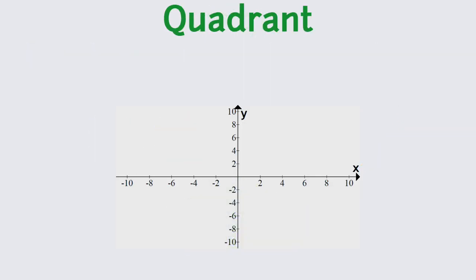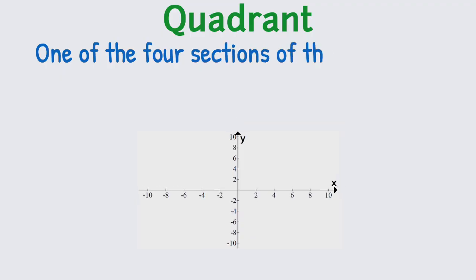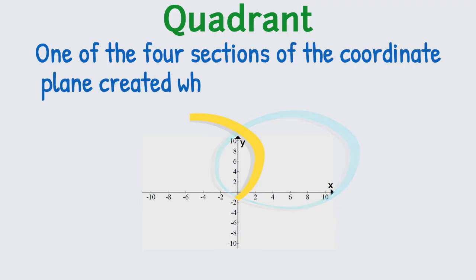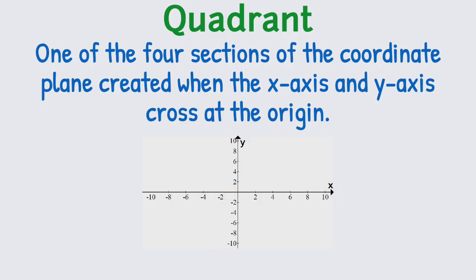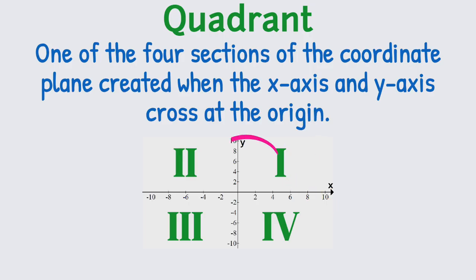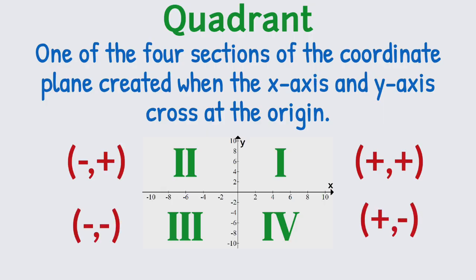Quadrant. One of the four sections of the coordinate plane created when the x-axis and y-axis cross at the origin. The quadrants are numbered 1, 2, 3, 4, starting in the upper right and moving counterclockwise. Initially, you worked only in quadrant 1, where both coordinates are positive. As you progress, you will work in all four quadrants, where coordinates can be positive or negative.